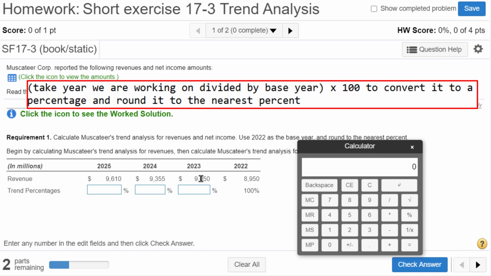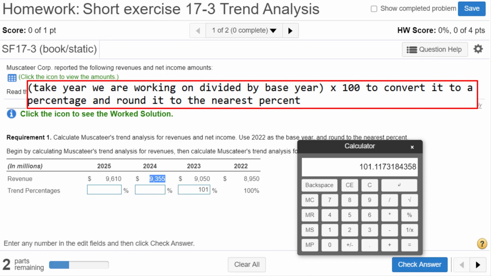So 9050 divided by the base year, 8950, then multiply that by 100 to convert it to a percentage, and then round that to the nearest percent. That gives us 101.